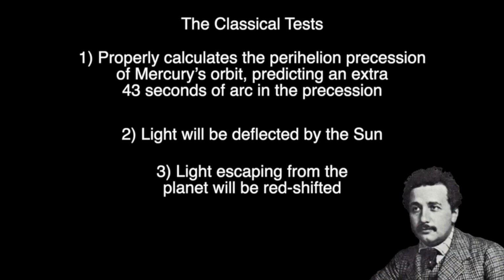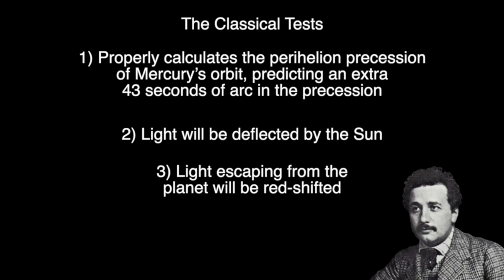In 1916, Einstein proposed 3 tests for general relativity, which subsequently became called the classical tests. The first was that the general theory of relativity properly calculates the precession of Mercury's orbit, predicting an extra 43 seconds of arc in its precession. Second, light will be deflected by the sun. Third, that light escaping from a star or a planet will be redshifted, meaning its wavelength will appear more in the red section of the visual light spectrum.